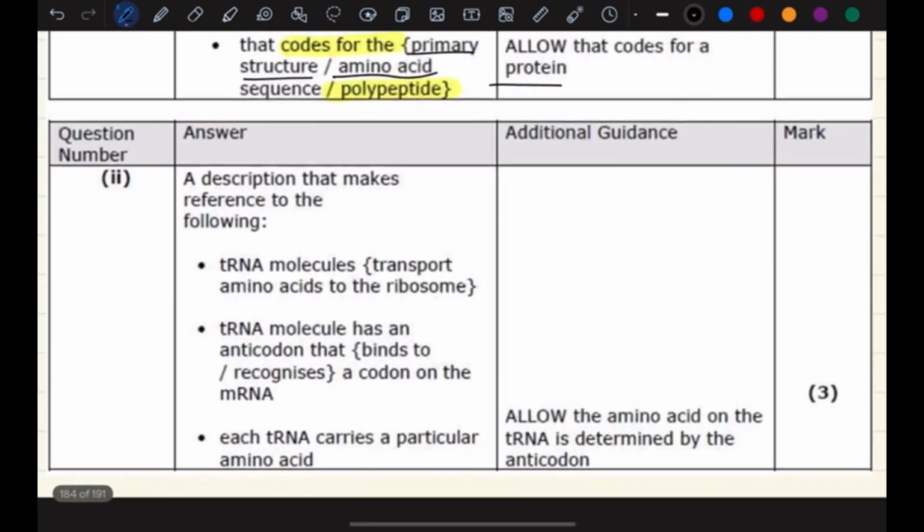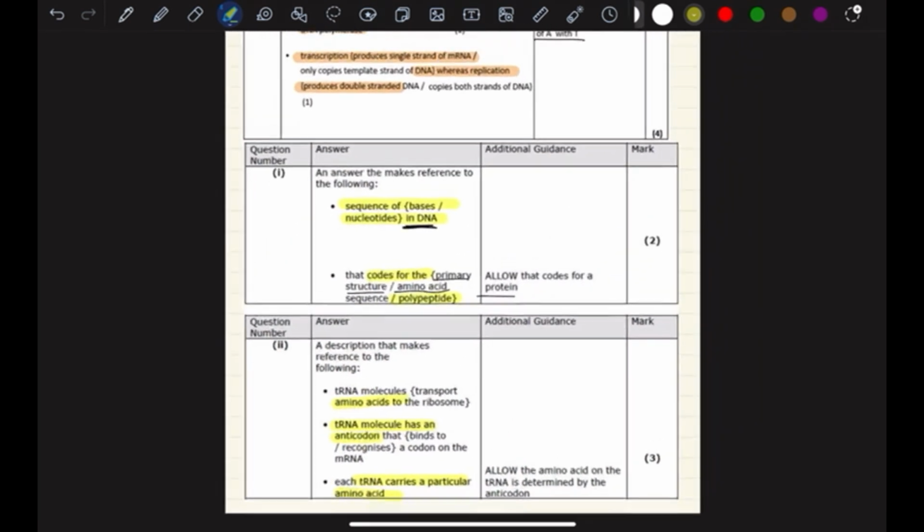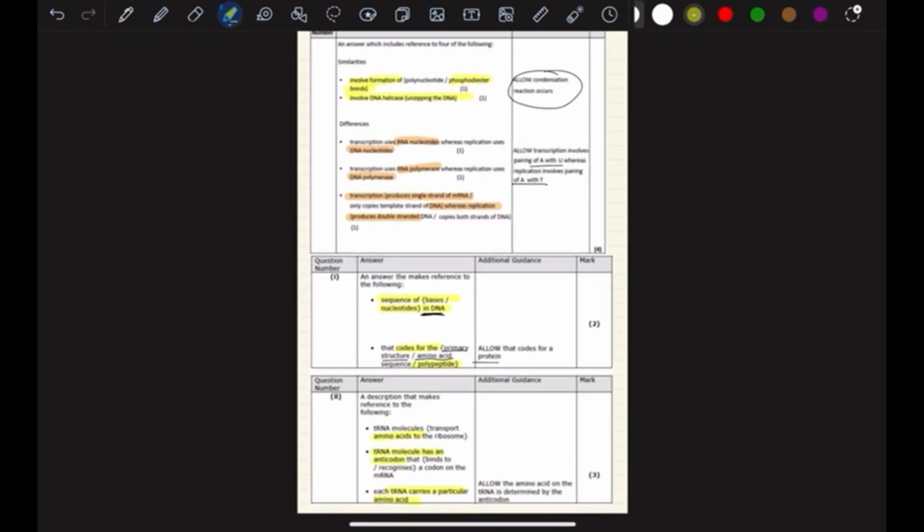Yeah? Cool. And then when we're talking about the role of tRNA in the production of leptin, it's a trick question in a way. Leptin's a protein, so it just wants the role of tRNA in protein synthesis, yeah? So literally, exactly what we talked about when we said translation. The tRNA molecule brings in an amino acid. We said it has anticodons, and then we also said it carries a specific amino acid. So just be aware of those kind of things when you're answering questions like this.